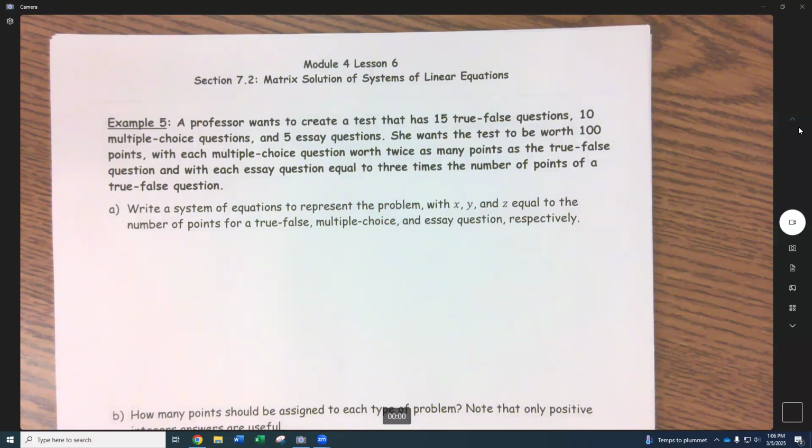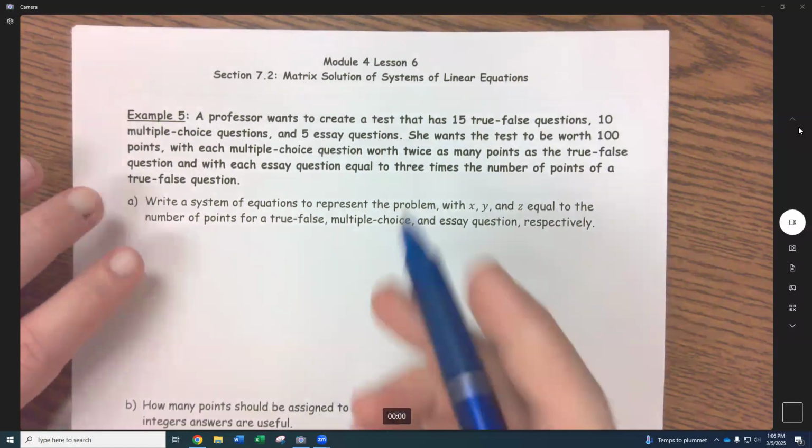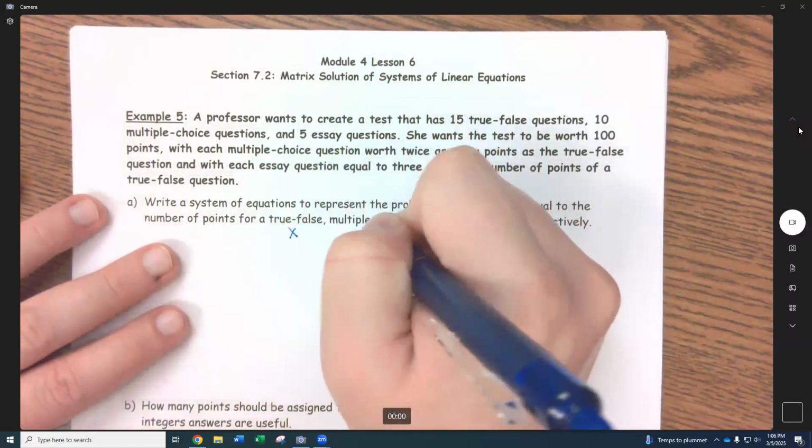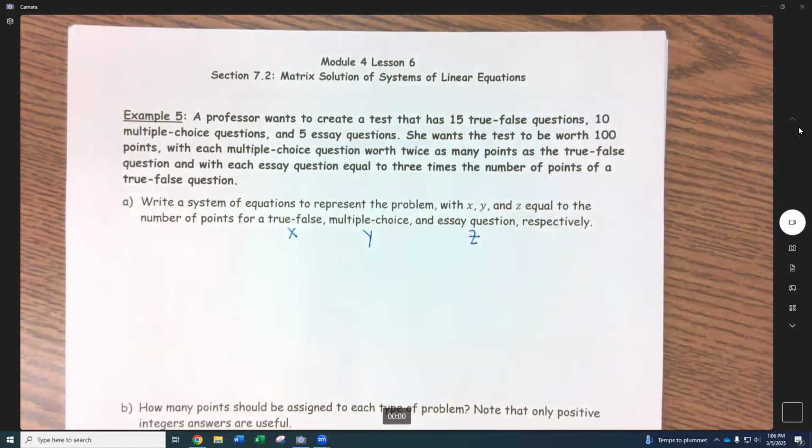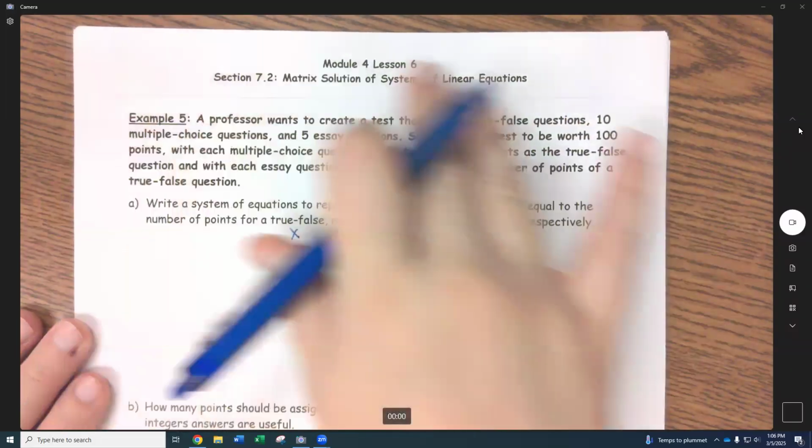So part A, we need to write a system of equations to represent the problem with x, y, and z equal to the number of points for true false, multiple choice, and essay, respectively. And then part B, let's know how many points should be assigned to each type of problem. Note that only positive integer answers are useful. Okay. So they're telling me what my variables are. We have x, y, and z. And so let's make our equations. Because I have 3 variables, I do know I should have 3 equations somewhere in here.